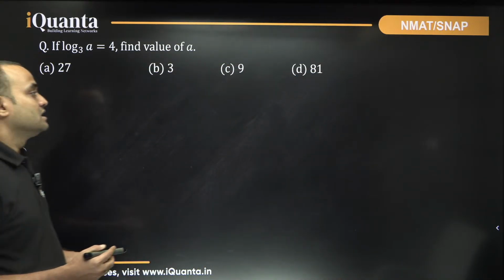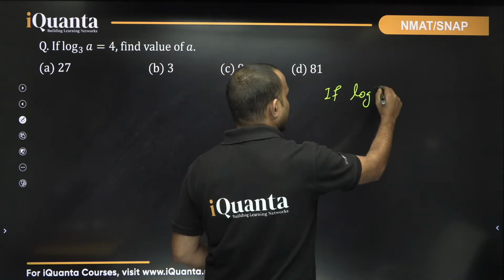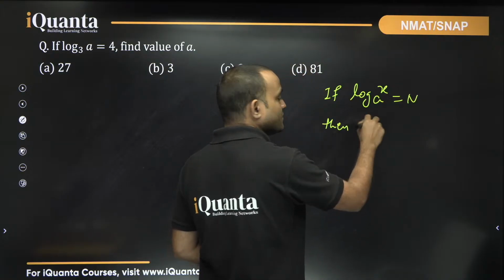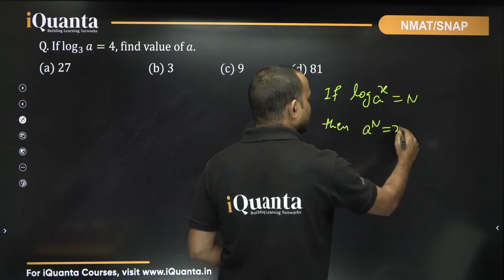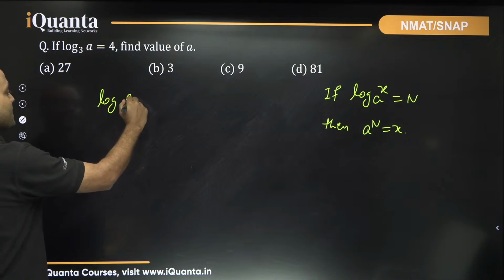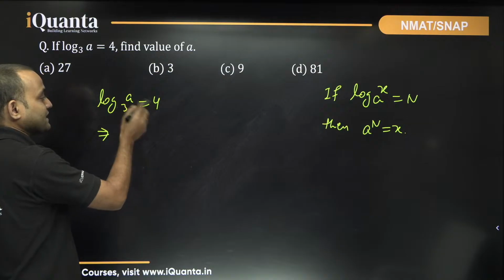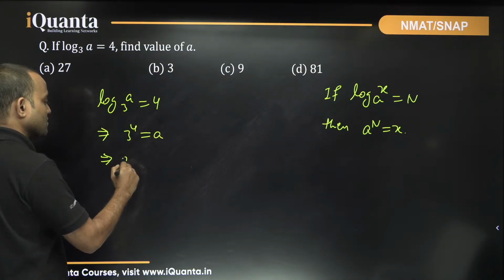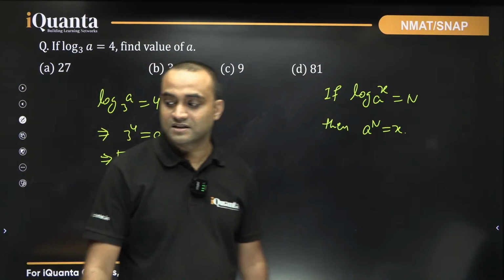It will be 81, right? What did I say? I just told you that if log x to the base a is equal to n, then you can simply remove the log and exchange the position of x and n. So a to the power n will be equal to x. In this case, log a base 3 is equal to 4. If I want to remove the log, I can exchange the position of a and 4. So 3 to the power 4 will be equal to a, or a is equal to 81. So that is the correct answer.